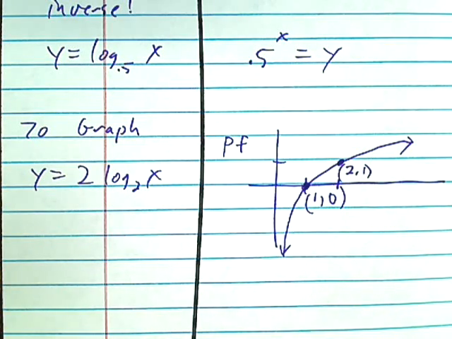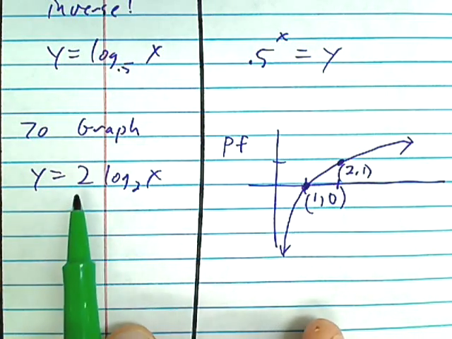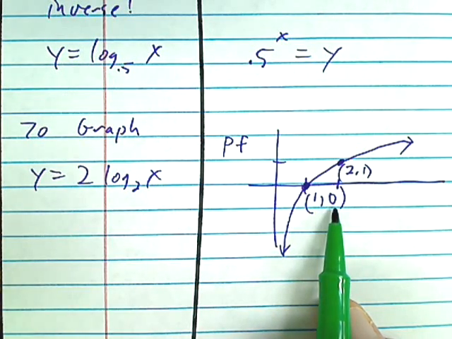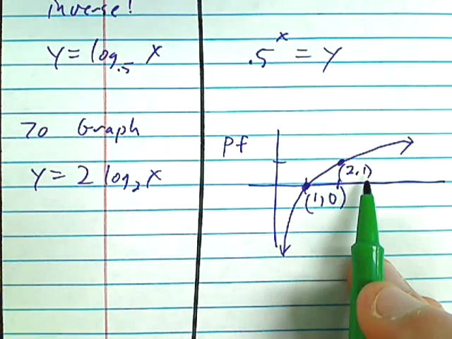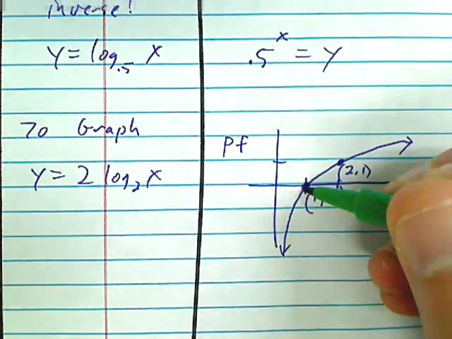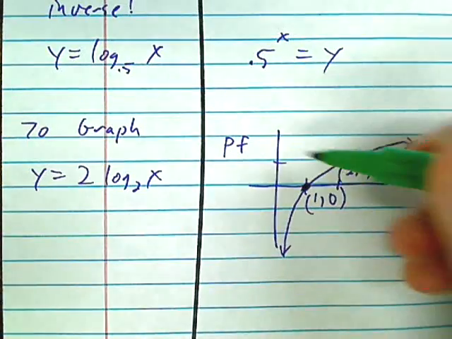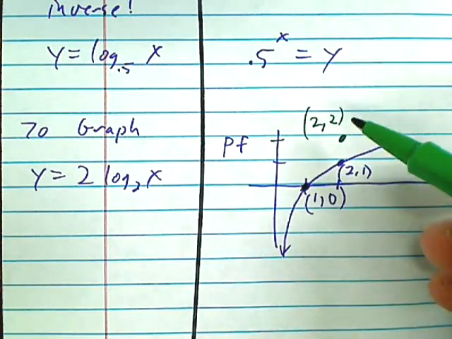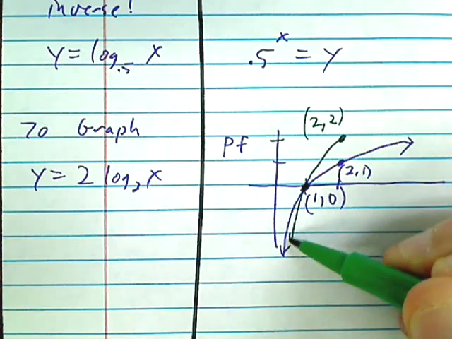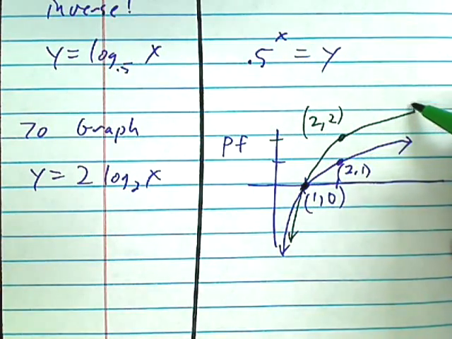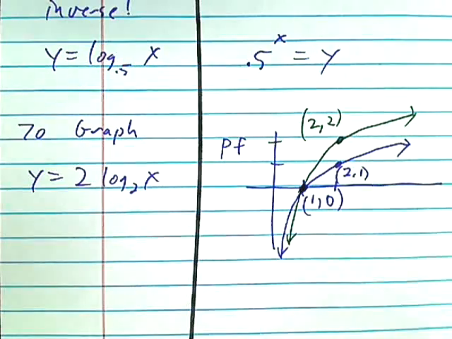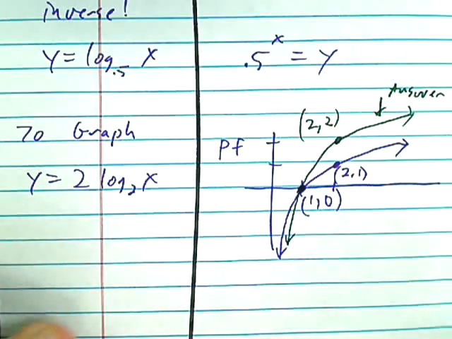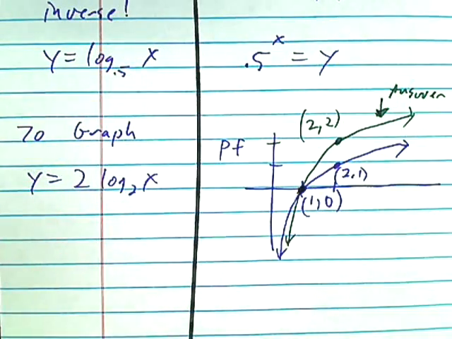Now you need to look at whatever your transformation is. My transformation here is a vertical stretch of 2, so multiply all your y coordinates by 2. This y coordinate, 0 times 2 is 0, so this point stays the same. This y coordinate, 1 times 2 is 2, so that goes up to the point (2, 2). So your final answer for number 70 is the green line there.